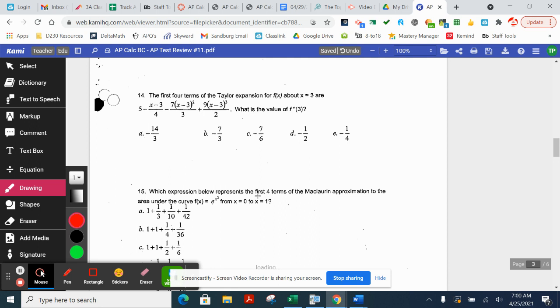All right, then some multiple choice questions on this. So 14, we've done one of these where this is the first 4 terms of a Taylor series expansion for some function about x equals 3, and you're given those 4 terms. What is the value of the second derivative at 3? So what we would want to focus on is this here should be your function value. So this should be f of 3.